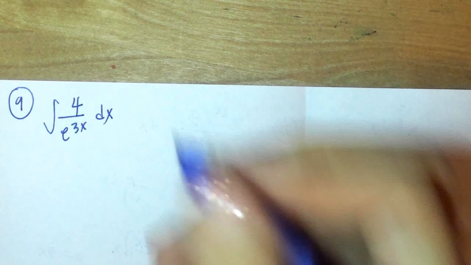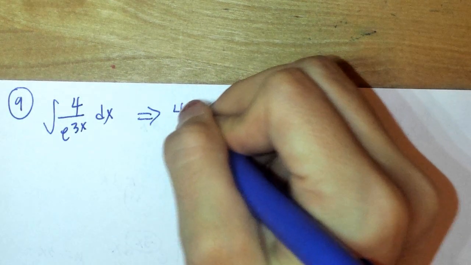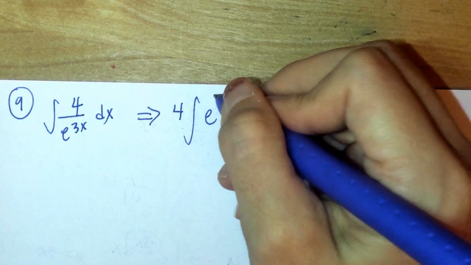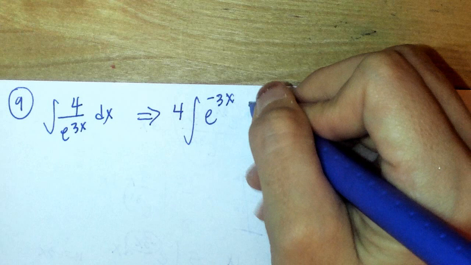I'm going to go to the back over here. All right, so number 9, I have the antiderivative or integral of 4 over e to the 3x dx. What I would do for this one, guys, is pull out that 4, always pull out the constant, and then bring the e to the 3x up. So it becomes negative e to the negative 3x dx.